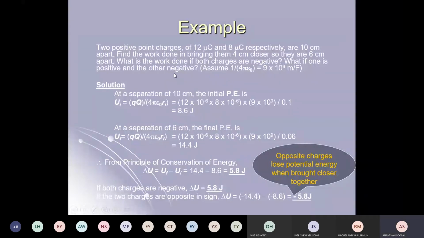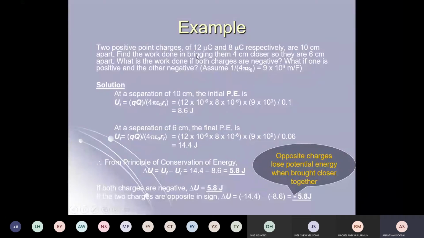Okay, so they're asking for what? Two positive point charges, 12 microcoulomb and 8 microcoulomb, separated 10 centimeters apart. At the beginning, both of them are 10 centimeters apart, and they are brought 4 centimeters closer. The 10 centimeter separation is brought to 6 centimeters of separation. What is the work done on both charges?